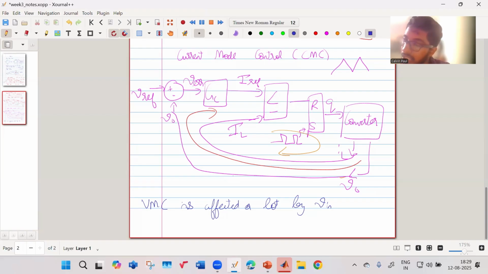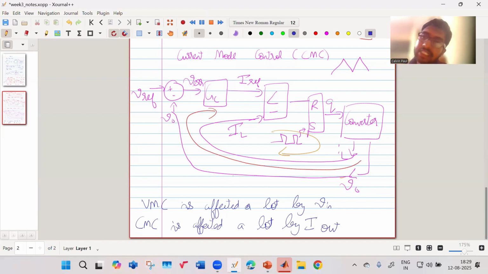But current mode control is affected a lot by changes in your load current. When your output load current changes, current mode control takes time to react to that. Why? Because it has a slower output voltage loop. It takes the feedback of the output voltage, compares it with your reference, you get the error, and then you get a reference. So it takes time to react to that.